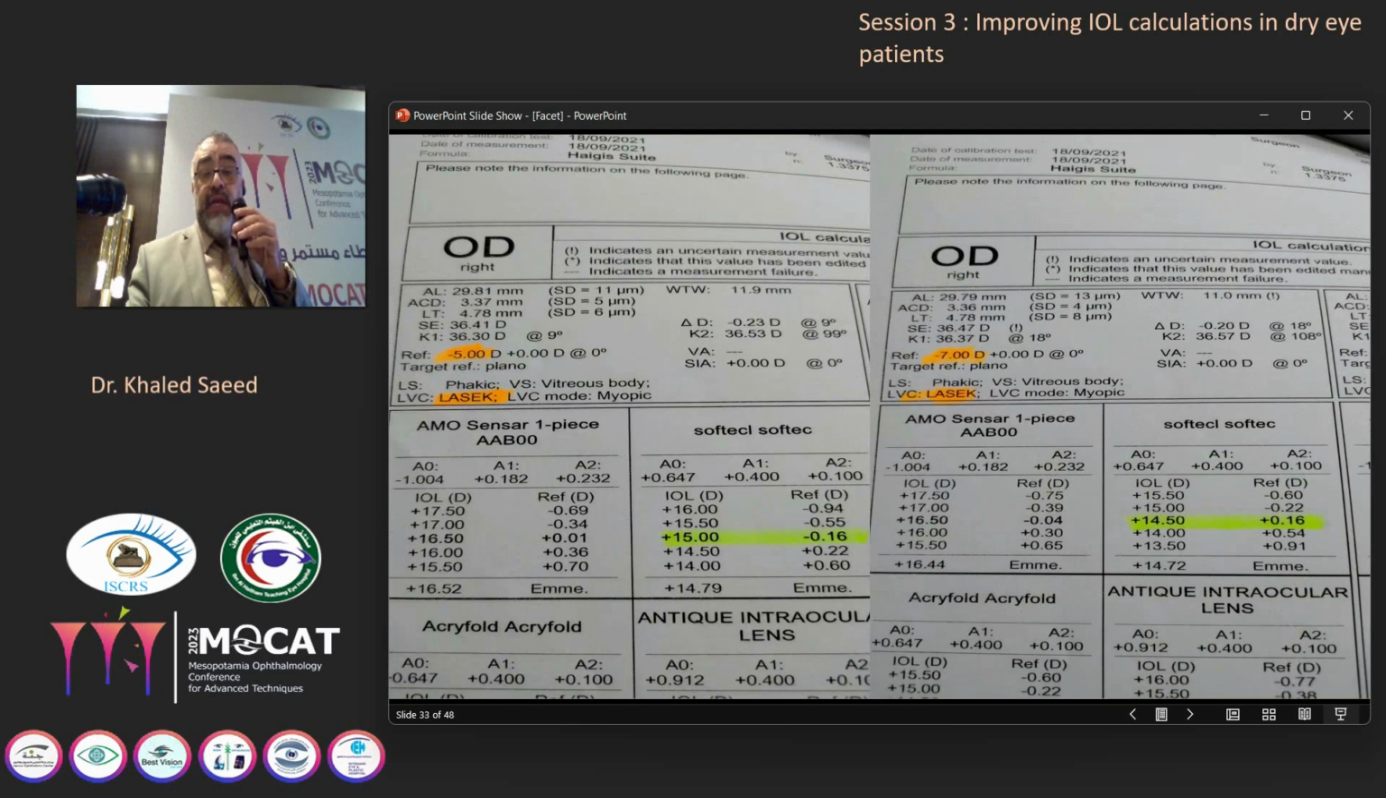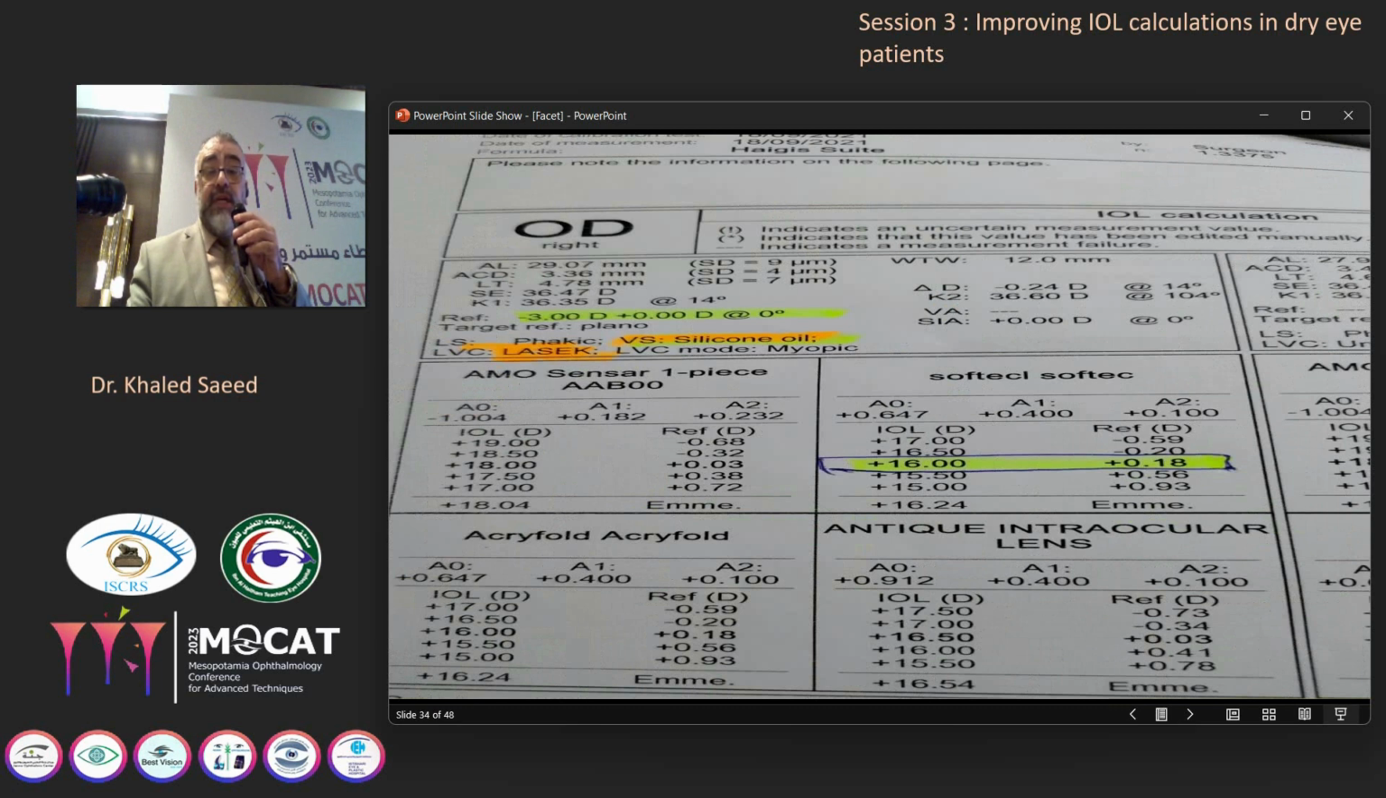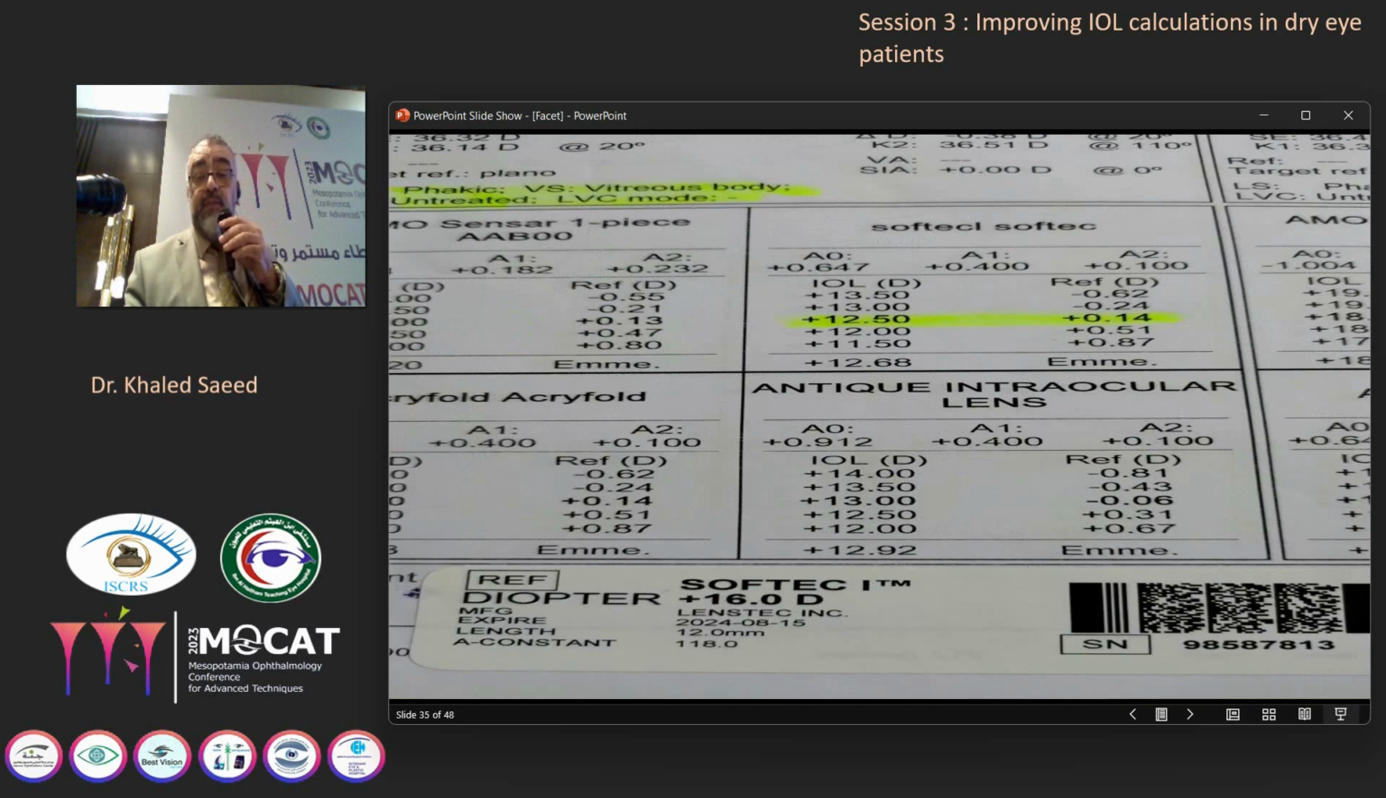So I chose to do this degree for her, but you can see also that the patient had silicone inside the eye. So in this formula, you should put that you have silicone. If you look, before putting this, it was 15. After putting the silicone, it becomes 16. So I did cataract surgery for her.